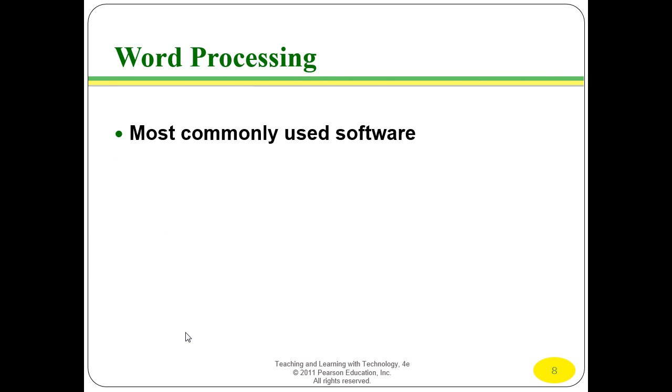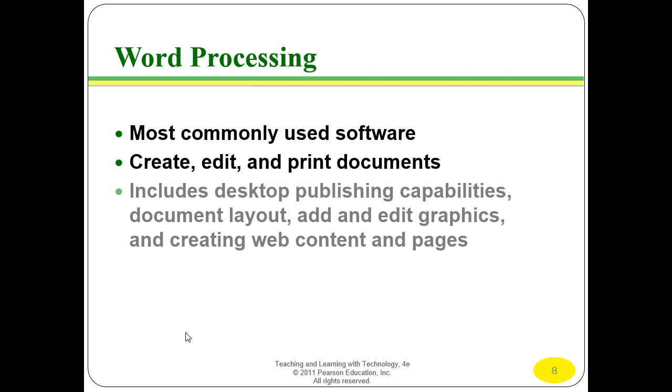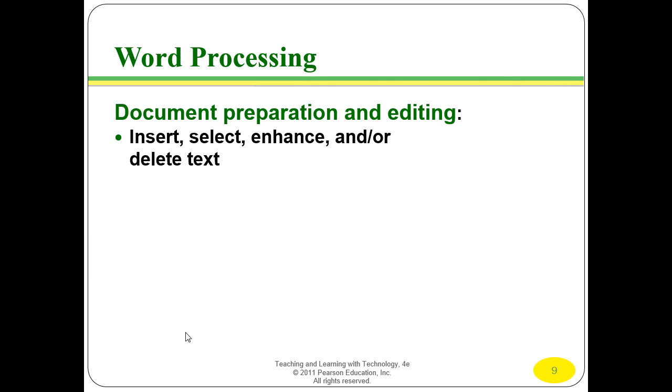And so we'll take word processing software, which is the most commonly used software. We will create, edit, and print documents with that software. And most word processing programs will provide desktop publishing capabilities, being able to lay out documents, add and edit graphics, create web content and pages. When it comes to document preparation and editing, you'll be able to edit your text by inserting, selecting, enhancing, and deleting text.